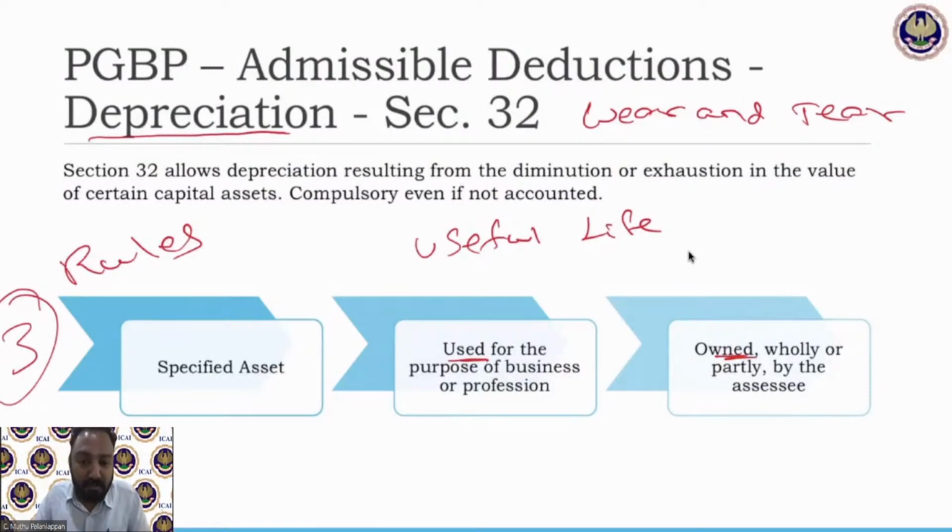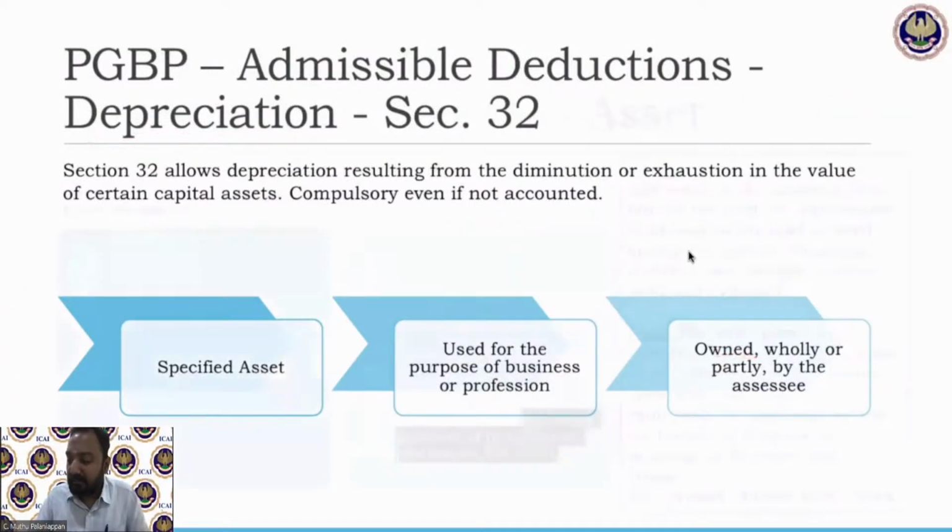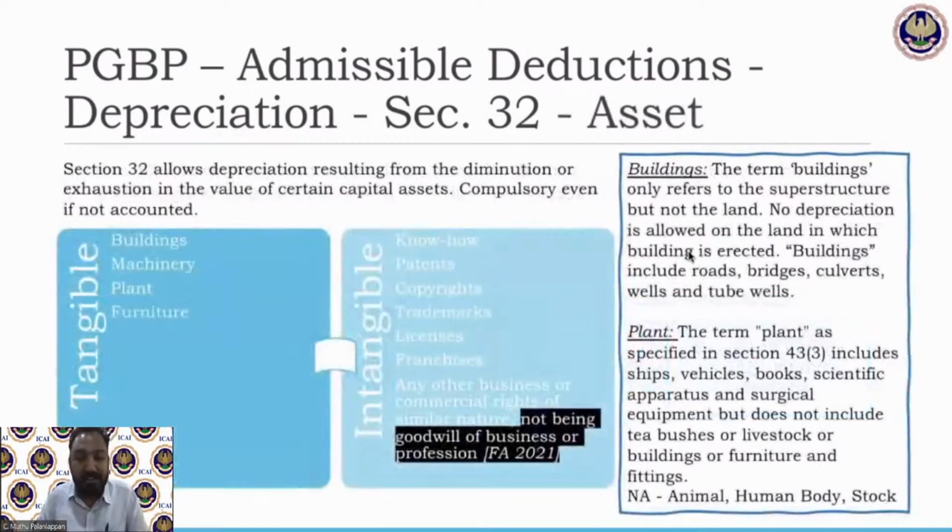So the first concept is what? Specified asset. So the first concept is specified asset. An asset must be a specified asset under Section 32. So what are all listed? Assets can be broadly classified as tangible and intangible. So you have two concepts: tangible assets and intangible assets.